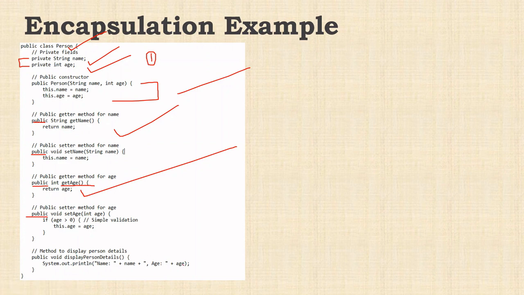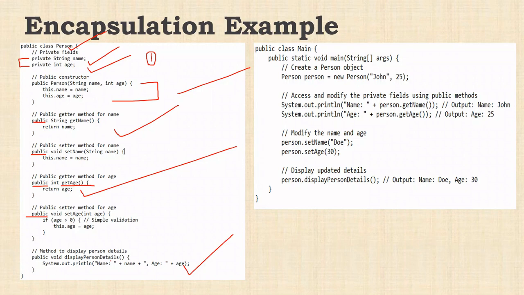Next, a method to display person details. We have declared one method to print the age and name. And we will see how we can call it from the main method. We have created one object of Person, and we access and modify the private fields using public methods.